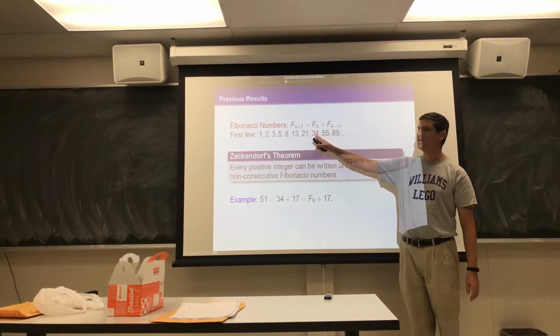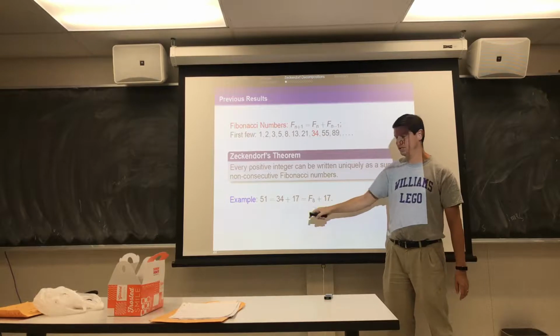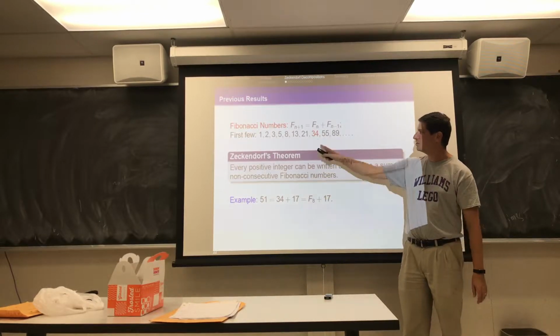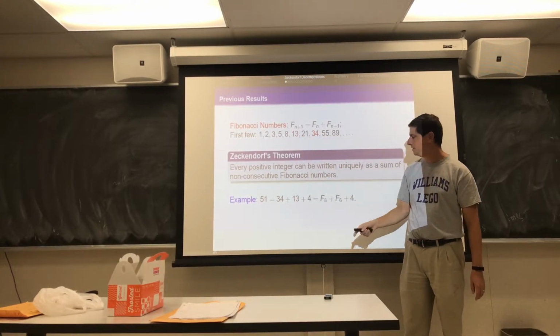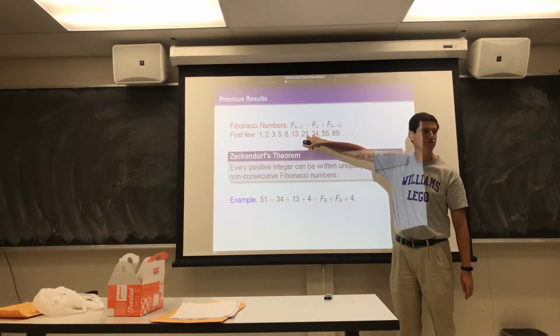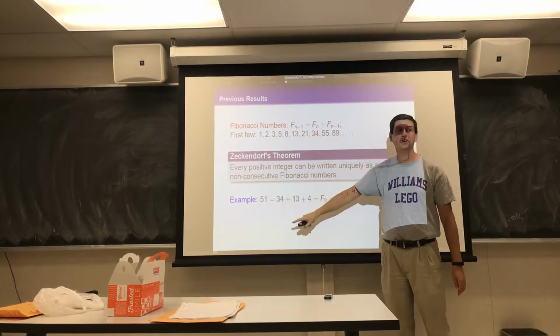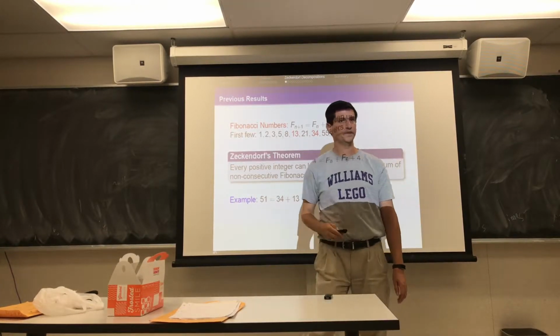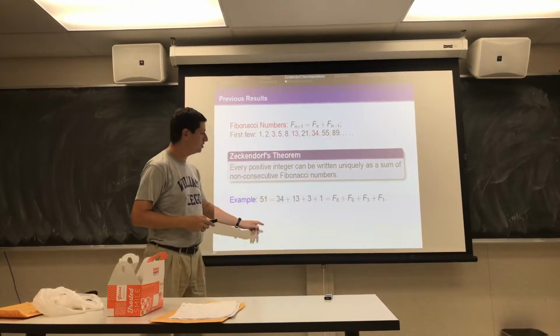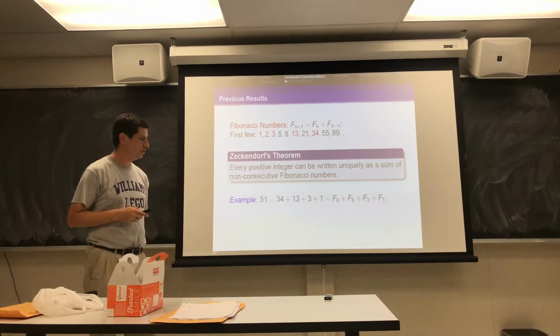You do the greedy algorithm. You take the largest Fibonacci number less than or equal to your number, 34. I have a remainder of 17. All right, 17, the largest Fibonacci number less than or equal to that is 13. If I could have taken 21, I would have taken 2 Fibonacci numbers that are adjacent, and then I could have taken their sum. And that would have contradicted 34 being the largest Fibonacci number. So as you continue this process, you end up getting a decomposition of 51 as a sum of non-adjacent terms.